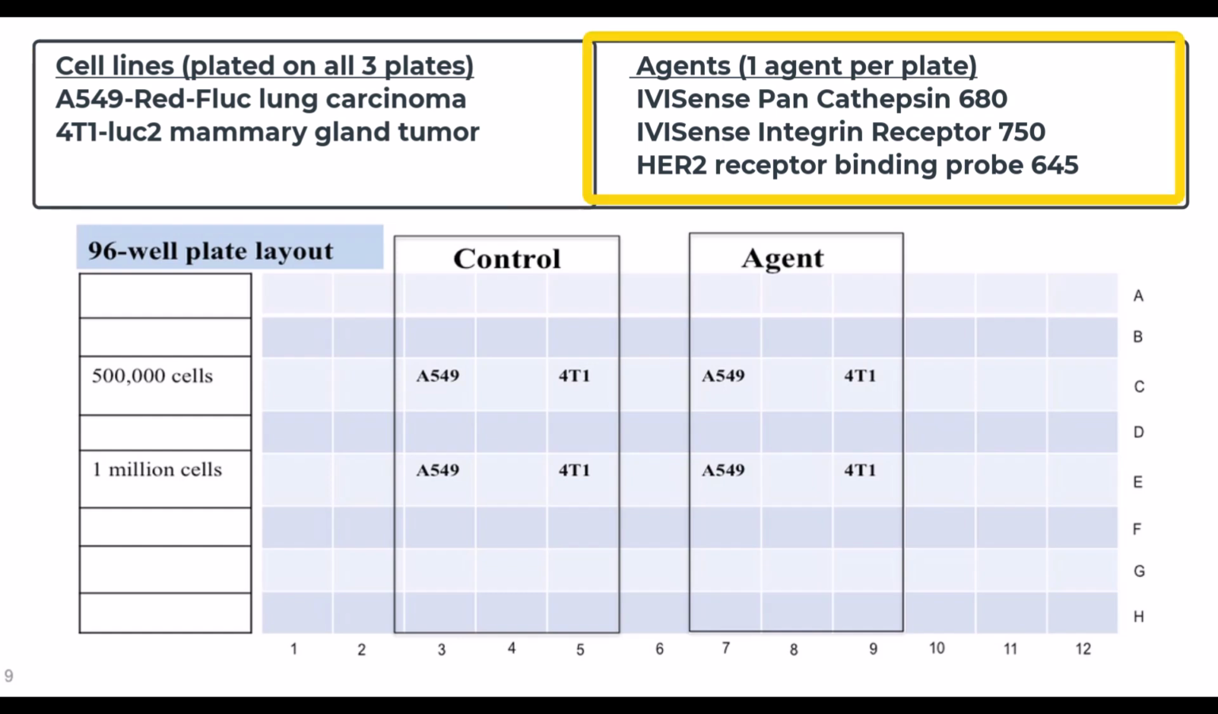We will now test a battery of fluorescent probes to assess their binding efficiency and targeting specificity to these cells in vitro. The probes we are going to test are a cathepsin-cleaved activatable fluorescent probe called IVIS pan-cathepsin 680, an alpha V beta 3 integrin targeting probe called IVIS integrin receptor 750, and a HER2 receptor binding probe emitting at 645 nanometers. The HER2 receptor is overexpressed on many human breast tumor cell lines.